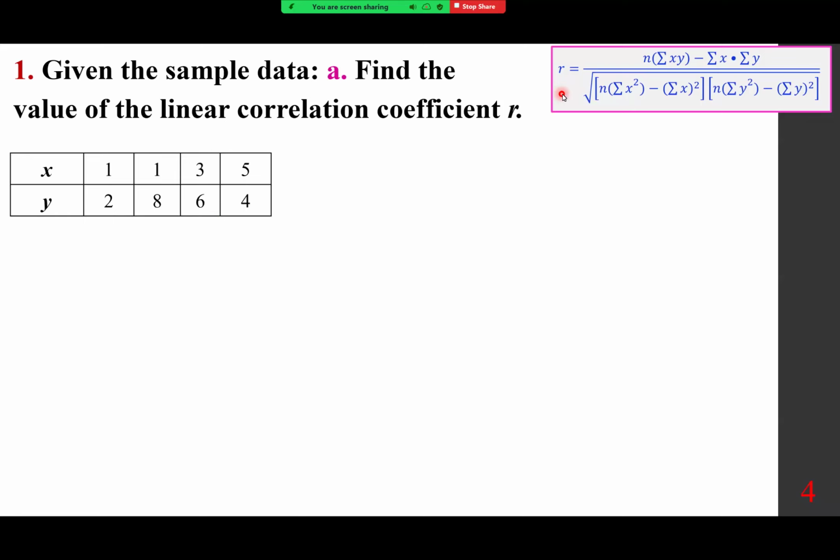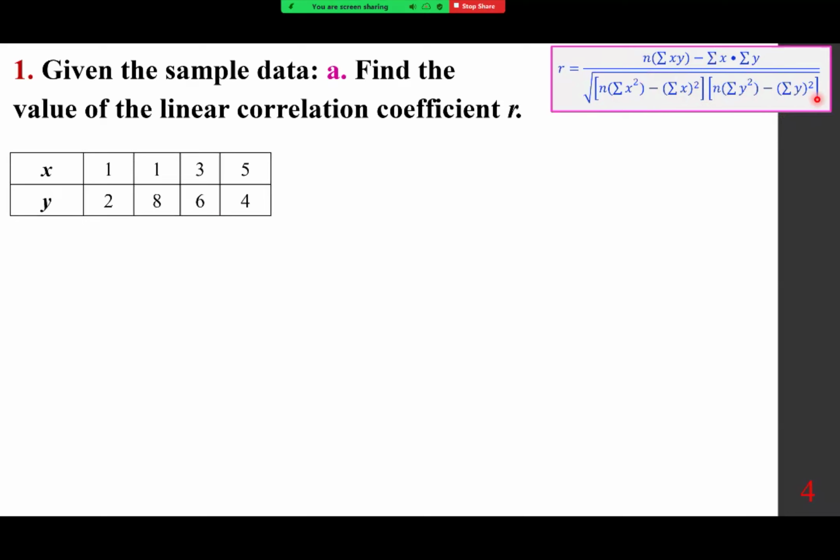So R, the correlation coefficient R, has the formula n summation of xy minus summation of x times summation of y over the square root of n summation of x squared minus summation of x quantity squared times the brackets n summation of y squared minus summation of y quantity squared. So what do we mean by that?